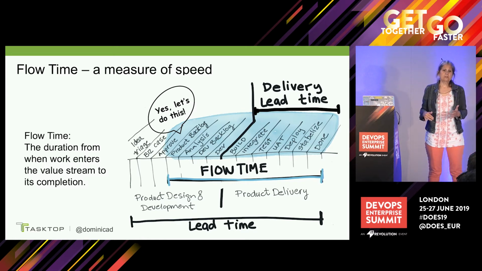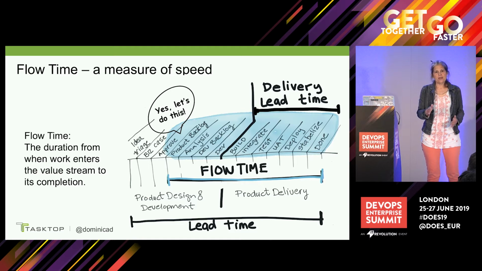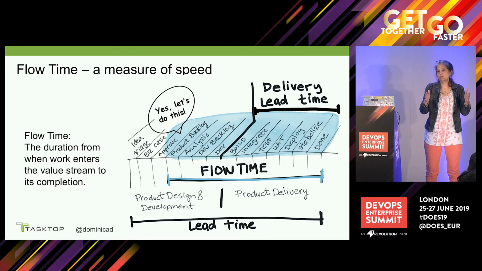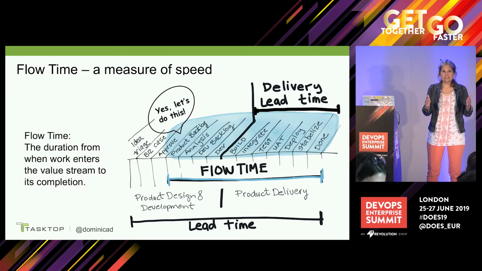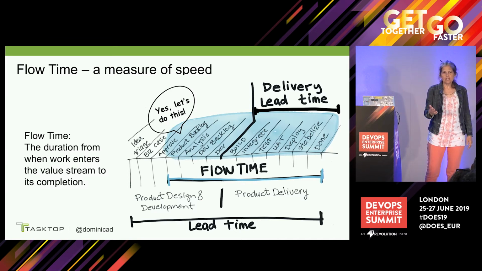But in all the work that I've been doing with organizations, when I ask them, where do you want to start the clock? Often they come back with, we want to start the clock at the point where we've decided, yes, let's do this thing. Because that's going to give us a really good indicator of what's within our control, what we've decided to do that we're going to fix. And we're calling that flow time.